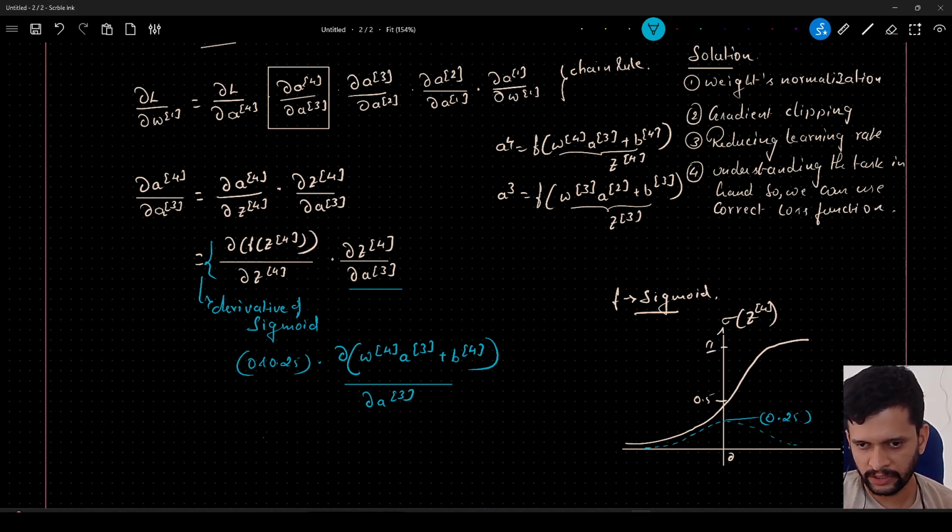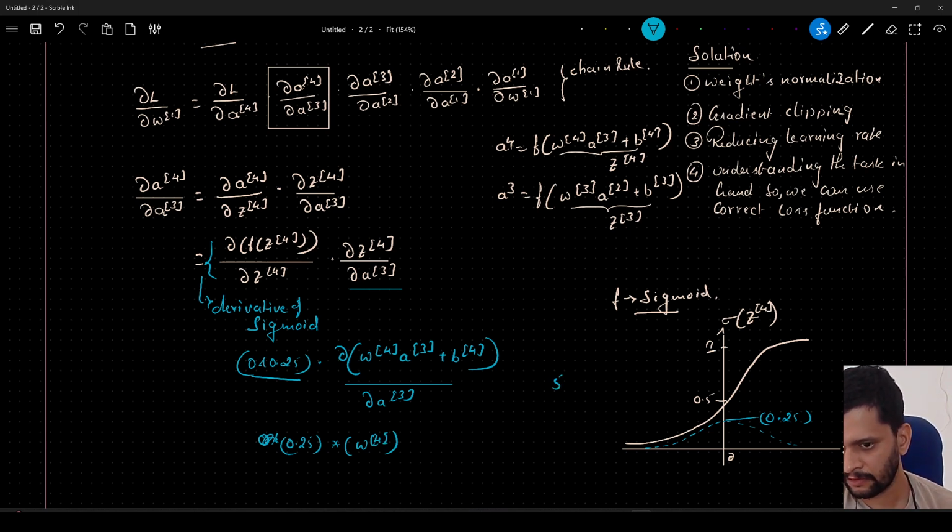Now, if you know the derivative, let's take for explanation purpose 0.25 as our derivative of the sigmoid function. We arrive at this. We will multiply this with the derivative of this particular thing. So if you know how to differentiate, we know that the differentiation of this is W4, correct? Why is this W4?